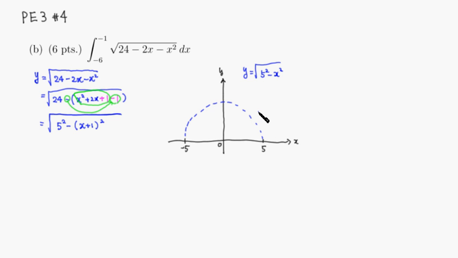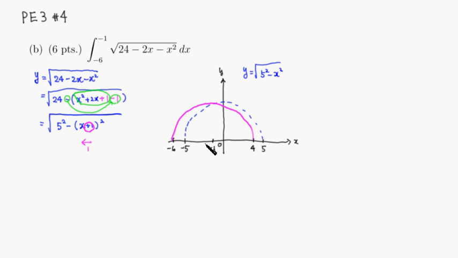The difference between this and what we are interested in is that there's a horizontal shift. Plus 1 inside the parentheses shifts to the left 1 unit. So all you have to do is shift this top semicircle to the left by 1 unit. That's going to go to 4 here, and negative 6 there. Then it's going to look like this. Right in the middle would be negative 1, so that's going to be the center.